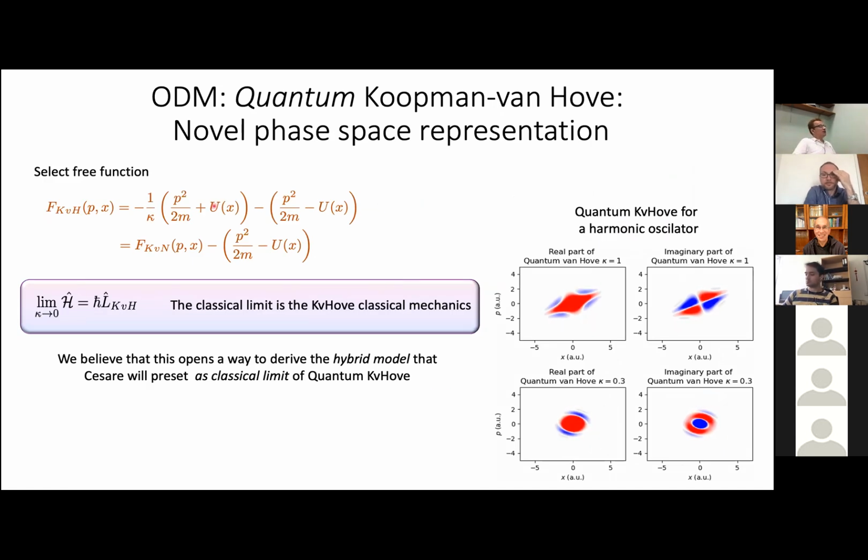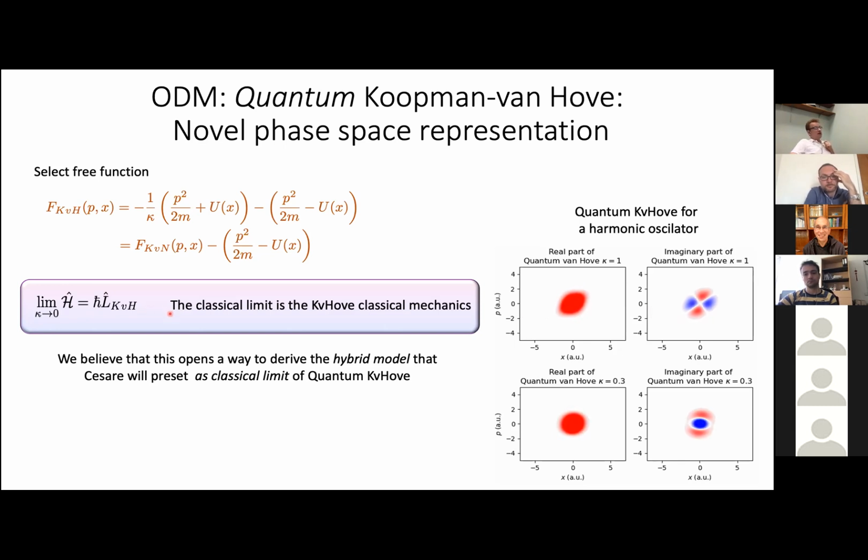We can change the free function to take a very different form, like this: minus Hamiltonian and minus Lagrangian, or rather, take the previous choice, minus Lagrangian. In that case, we obtain, to the best of my knowledge, a new formulation of quantum mechanics in phase space, which we decided to call the quantum Koopman-van Hove formulation, because its classical limit, the commutative limit where kappa goes to zero, is the classical Koopman-van Hove mechanics, as presented earlier.